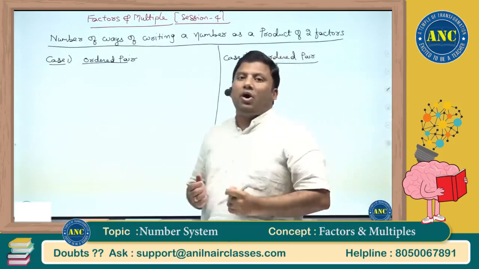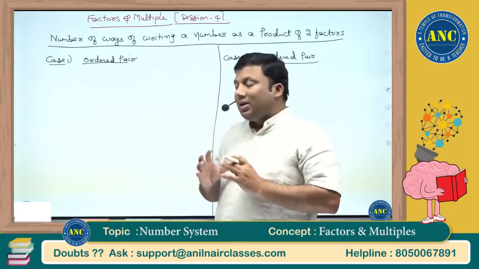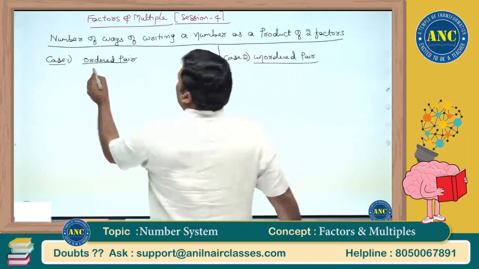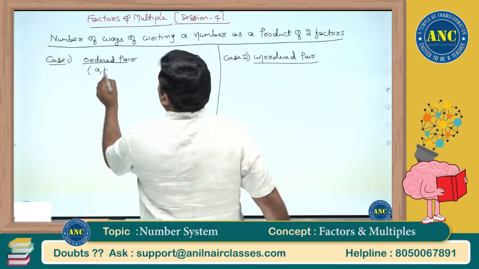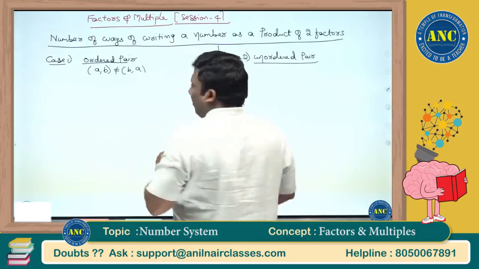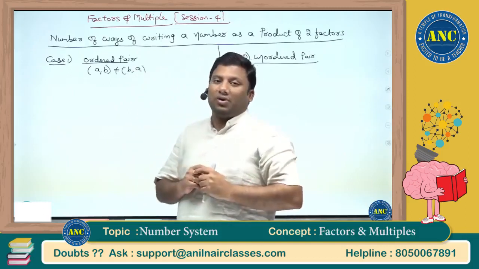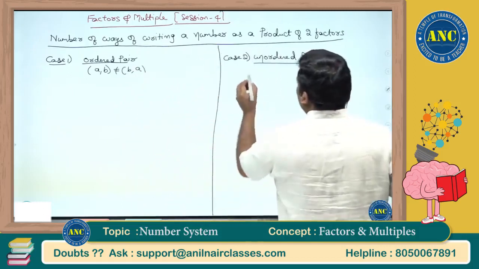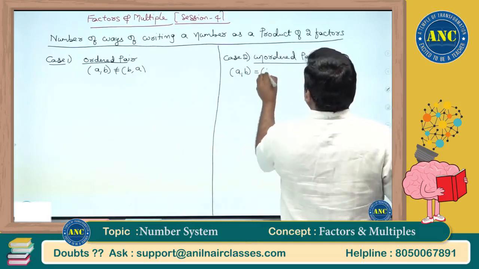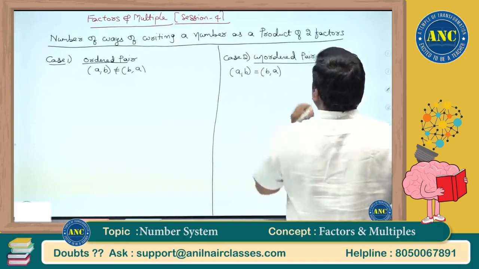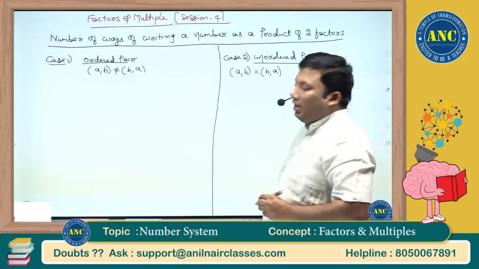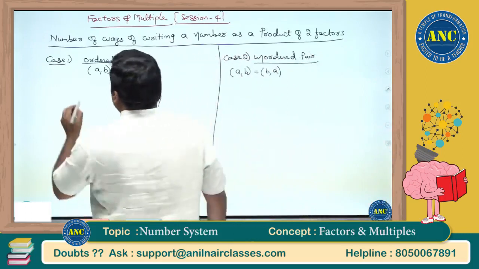What do you mean by ordered pair? Ordered pair means the way in which the variables are written matters. A into B is different from B into A. That means reverse is also allowed. In unordered pair, reverse is not allowed. A comma B is equivalent to B comma A.